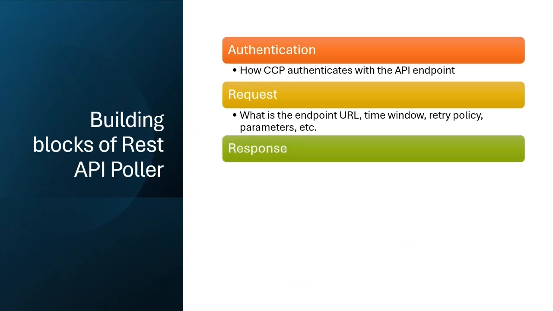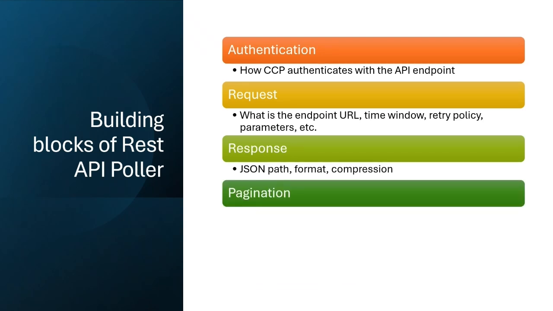I need to also define the response. So within that API response that I get from my endpoint, what parts are important for Sentinel, right? What part of the data I need to bring into Sentinel? What is the format that is being brought in? Is it JSON? Is it CSV? Is it something else? Is there compression as part of that? Is it gzip or no compression? So we'll have to define those details.